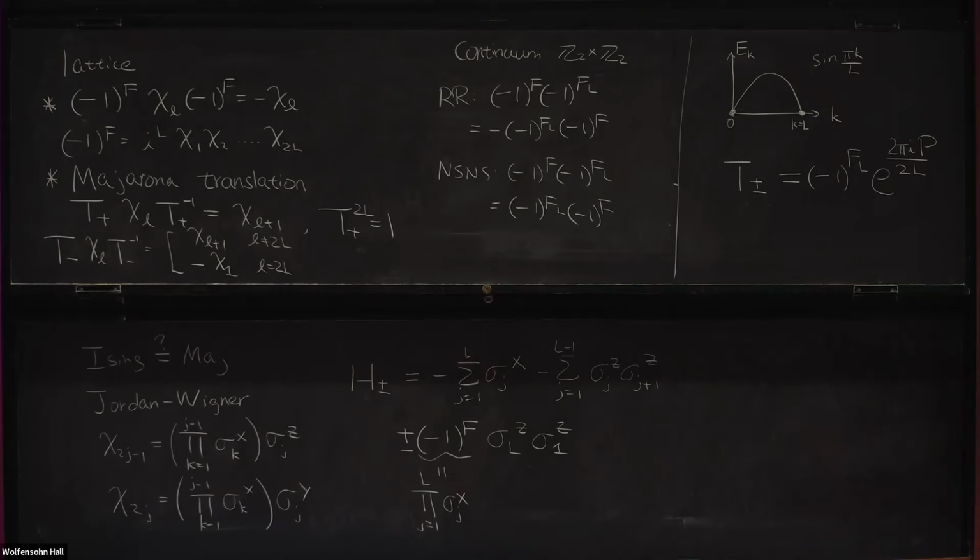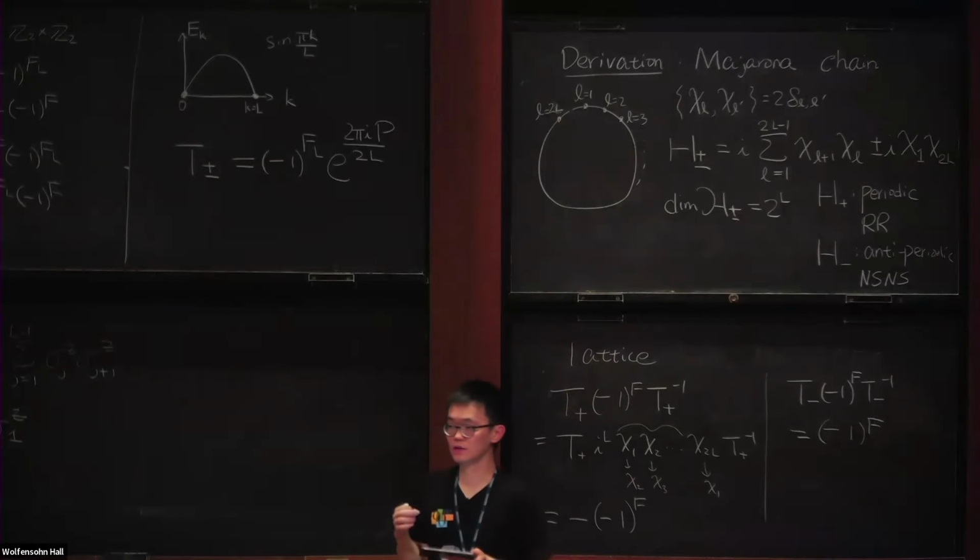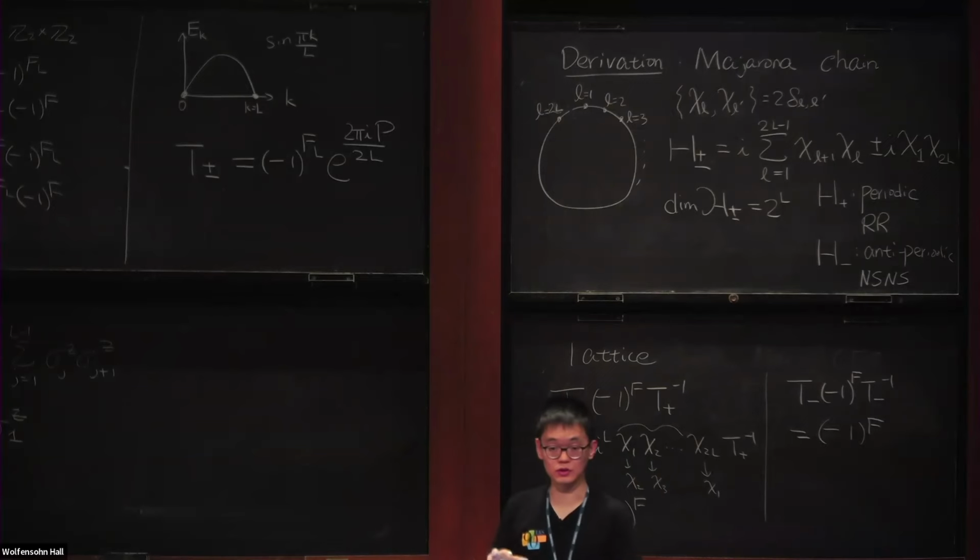Why that minus sign means an anomaly. So let me explain that in the continuum. So what is an anomaly in the continuum? An anomaly is an obstruction to gauging that Z2 cross Z2 symmetry.